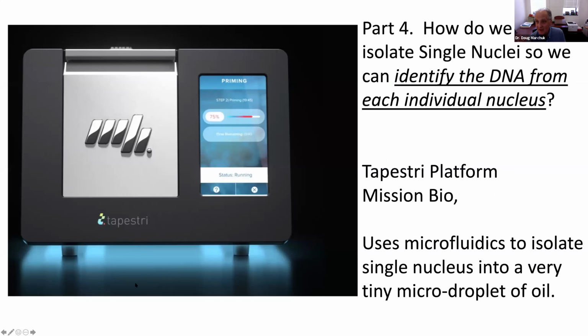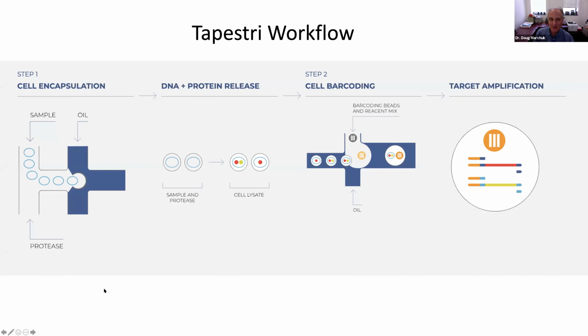And so we have a tube now, not of cells, but of individual nuclei. But remember I told you we wanted to study each nucleus separately. So how do we do that? We need to identify the DNA from each nucleus. So we're using something called the Tapestry platform from Mission Bio. We're not getting a discount yet, even though we keep advertising for them. And this instrument here is going to use microfluidics to isolate each of those nuclei Dan now has in the tube into a tiny micro droplet. So here's a picture of kind of the workflow.